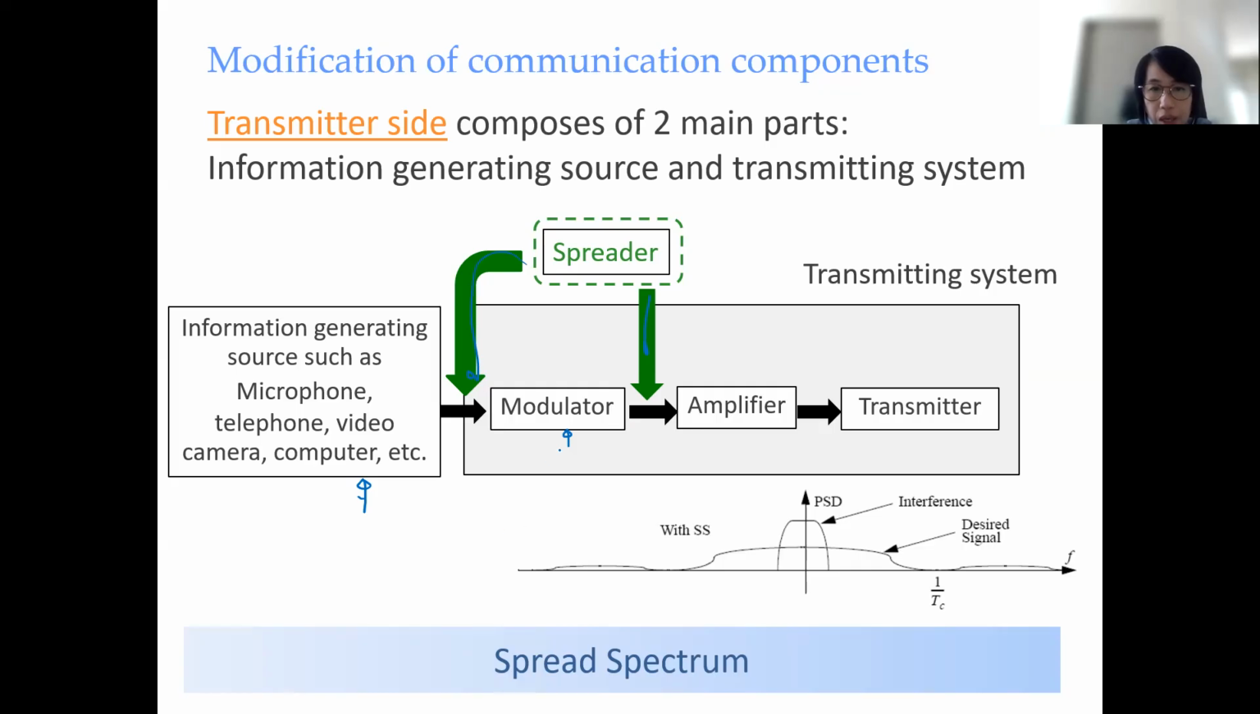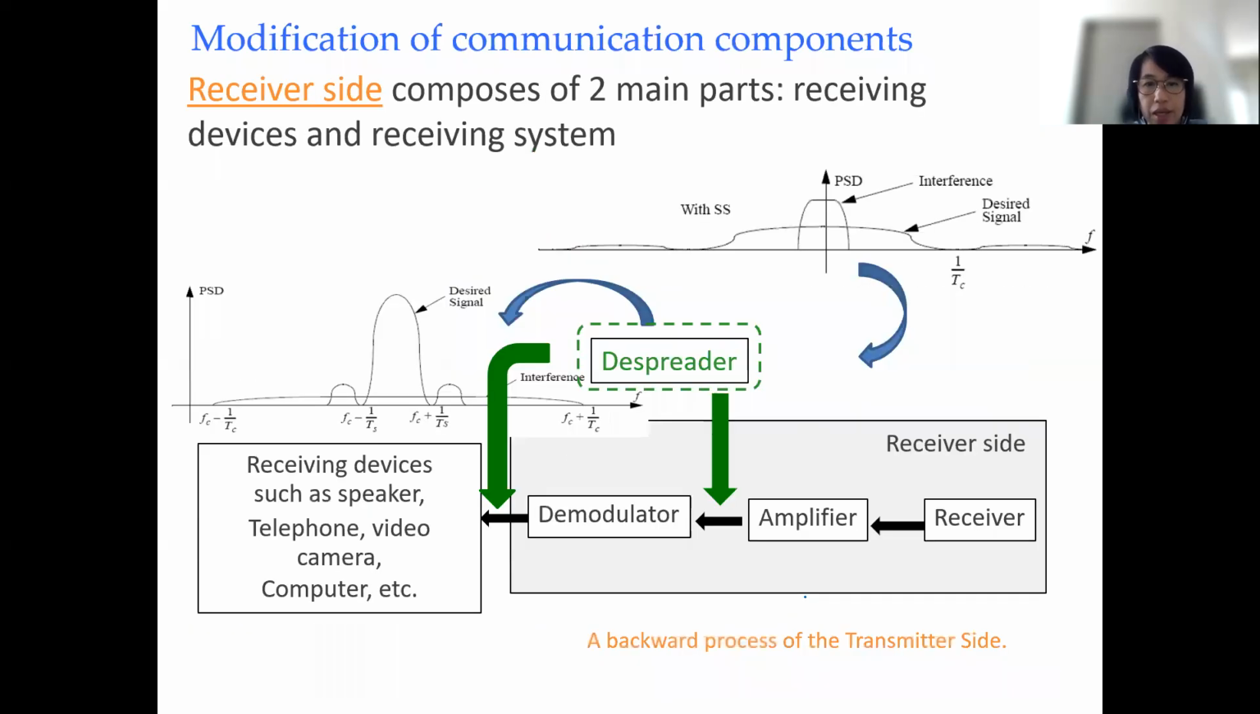So the modulation will give the desired signal, actually narrowband, but after doing the spread spectrum, it becomes wideband. And for the receiving side, you have to do the backward process, okay? So you have to put the spreader here or here, depending on the technique.